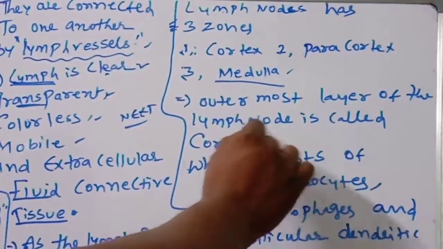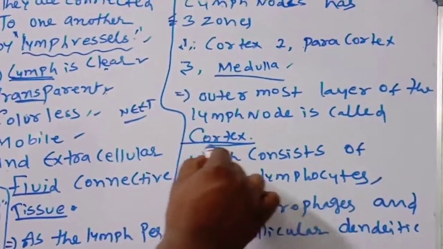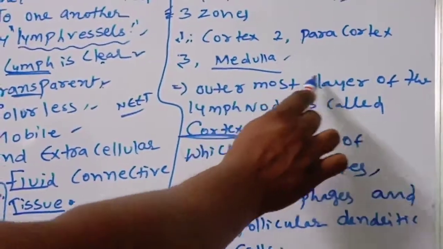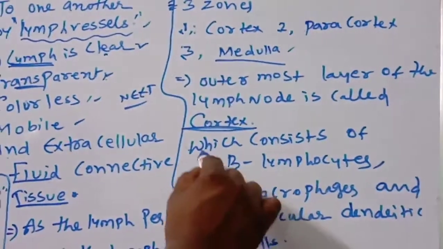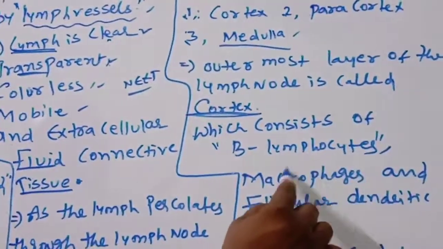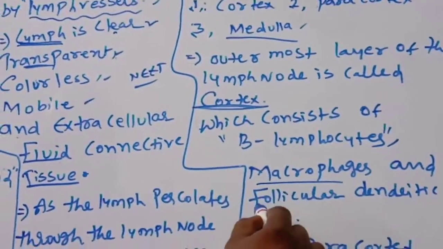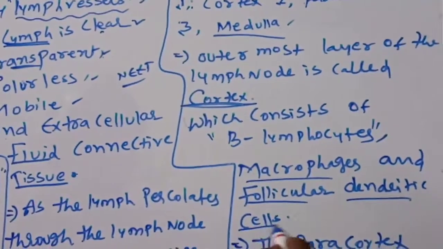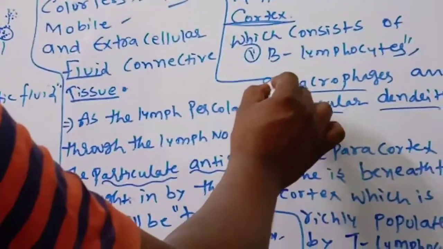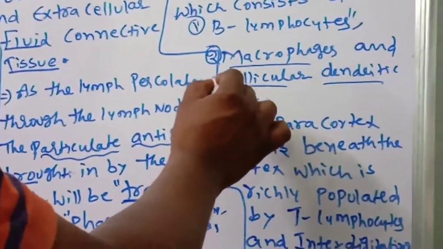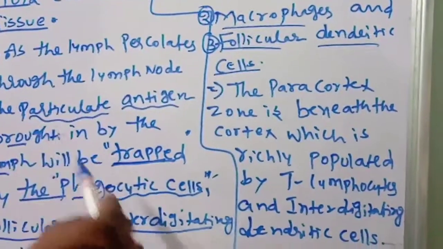The outermost layer of the lymph node is called the cortex, which consists of B lymphocytes, macrophages, and follicular dendritic cells. Come on, the outer cortex consists of what? B lymphocytes, macrophages, and follicular dendritic cells.